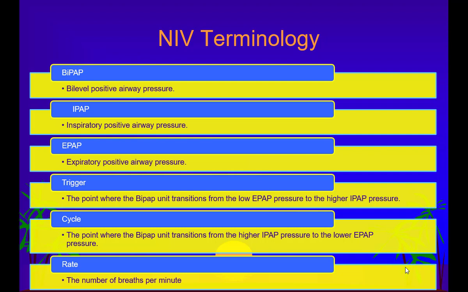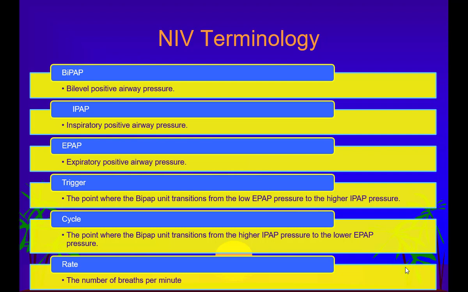Then the trigger is the starting of the inspiratory phase. When the machine goes from the expiratory phase to the inspiratory phase, that is called a trigger. Then comes the cycle. When the inspiratory phase stops and the machine goes from IPAP to EPAP, that is called the cycle. So the BiPAP has cycled off to EPAP. What it means is the IPAP has stopped and it has gone into the expiratory phase, that is, it is delivering the EPAP.